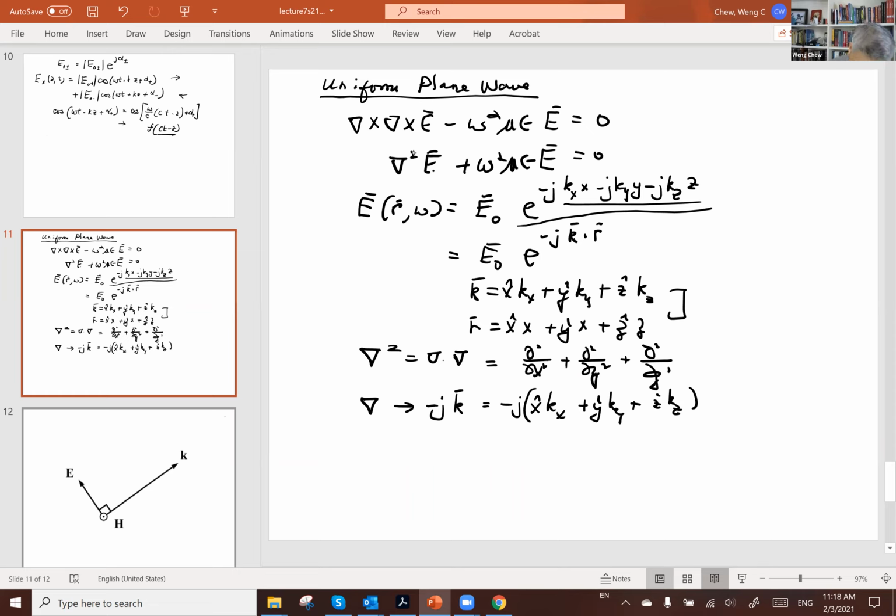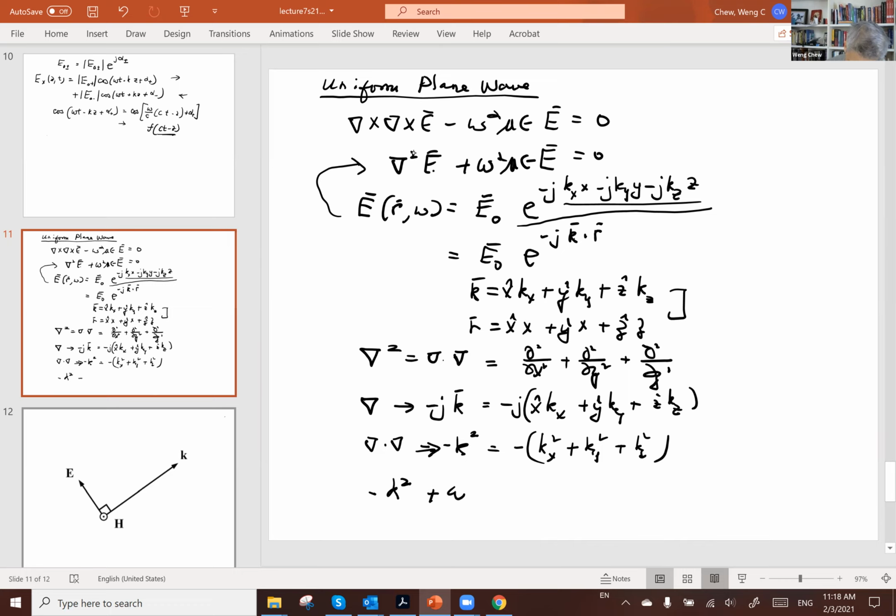If you go through the algebra, you can show this to be true. And in general, when you plug this in, the Laplacian, which is del dot del, becomes minus k squared, where k squared is equal to kx squared plus ky squared plus kz squared. Then if you plug this back into the equation, you will get minus k squared plus omega squared mu epsilon times E is equal to 0. And hence you get the requirement that k squared must be equal to omega squared mu epsilon.